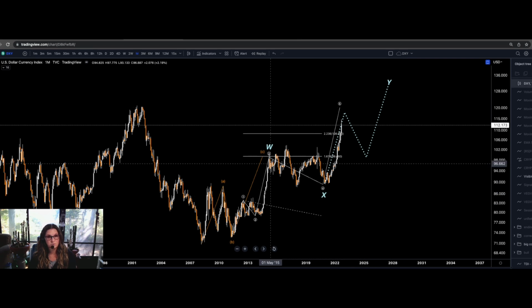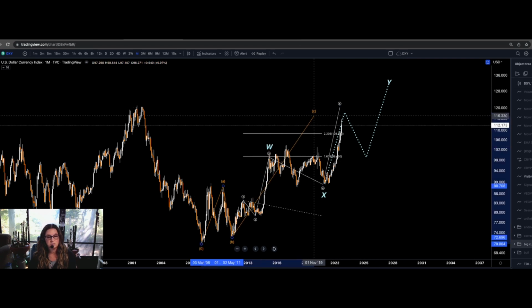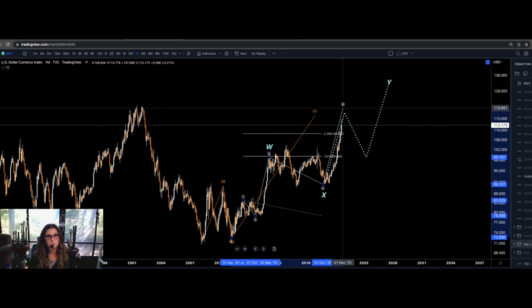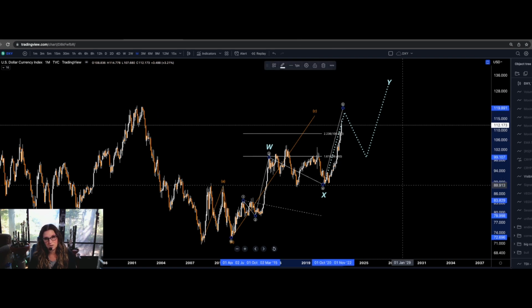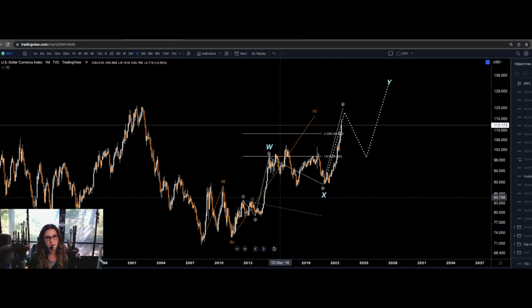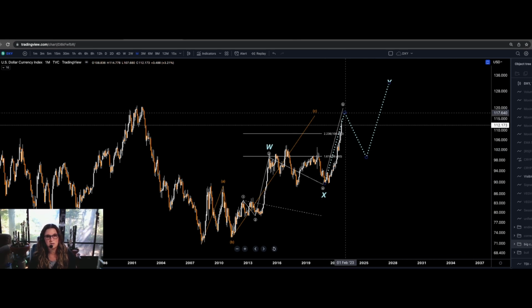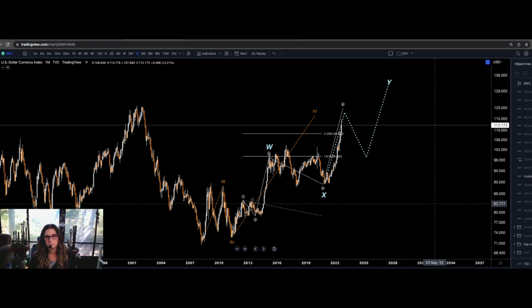Or the other option is this is an ABC coming to an end here soon with a 5th wave, and then what it does next we'll have to see, because it's corrective moves and it can create a connector here and another rise, and we would just have to wait and see what happens after the retrace.